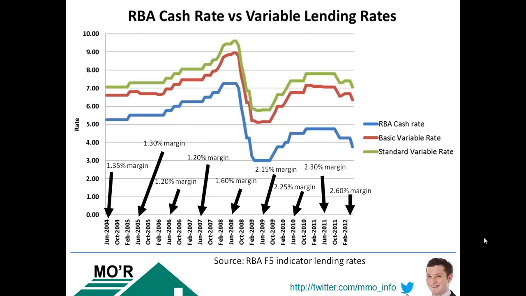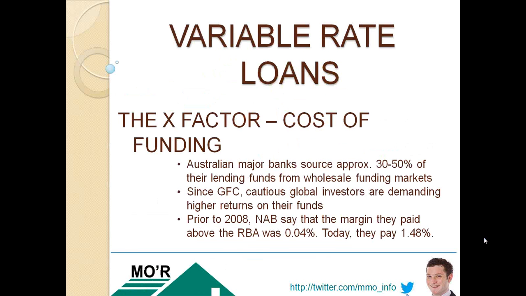Now, the banks, we can say the banks are greedy and we like blaming them, but there's another reason why this is the case. And this is the X factor, and it's the cost of funding. Now, the big four source approximately 30 to 50% of the funds they lend to customers from the wholesale lending market. So that can be local and international. The other 50 to 70 comes from term deposits and bank accounts.